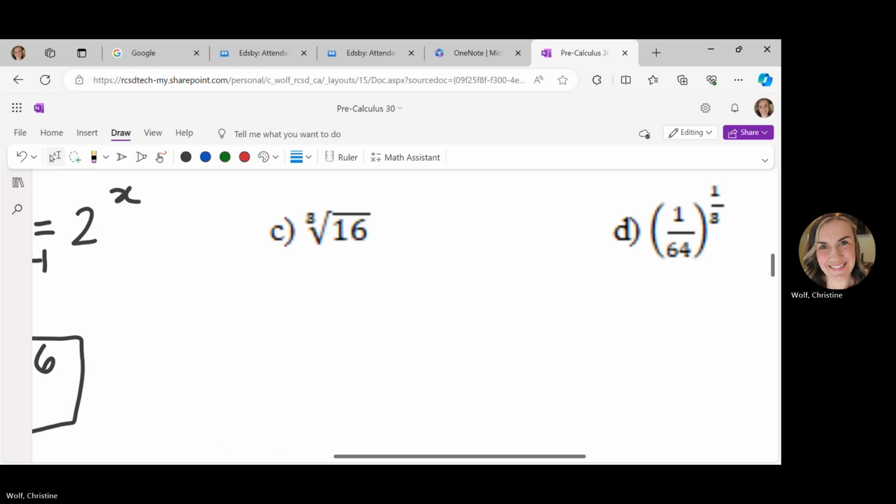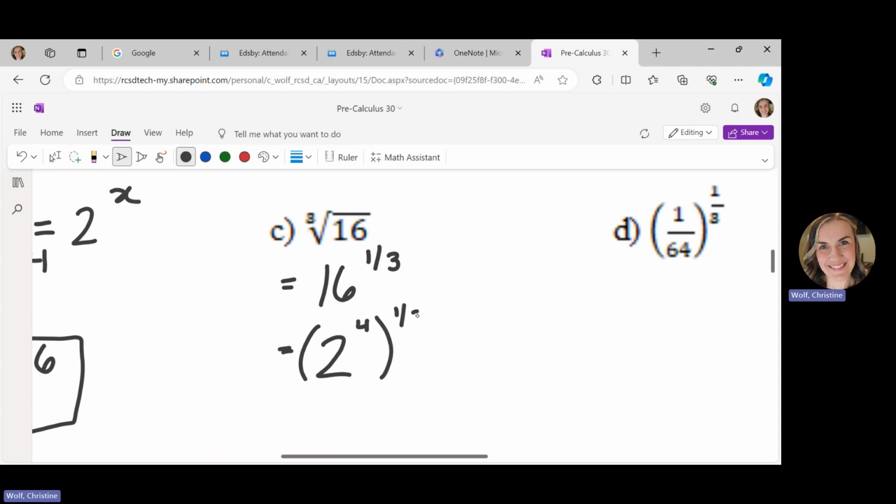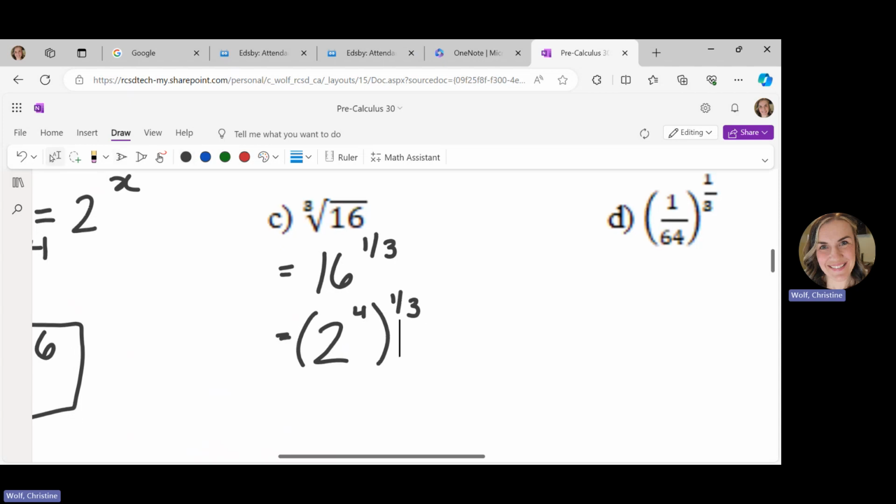So if I want the cube root of 16, don't try to take the cube root of 16. There is no cube root of 16. So you are going to rewrite the cube root of 16 as 16 to the 1 over 3 because your index is 3. Okay. That's not a power of 2 yet. I want a base of 2. So just like we did in the previous question, I'm going to rewrite 16 as 2 to the 4. But then that 2 to the 4 is raised again to the 1/3.